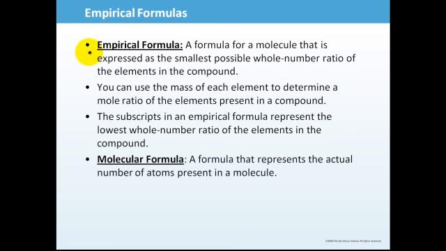Alright, now the second part of this lesson is dealing with empirical formulas and molecular formulas. Well, first, before we do any math, let's talk about what exactly they are. An empirical formula is simply the formula for a molecule that has the smallest possible whole number ratio of the elements in the compound. All right. We're going to actually do some problems here in a moment to determine the empirical formulas, but you basically can use the mass of each element to determine the ratios between them, and that's how you can write the formula.